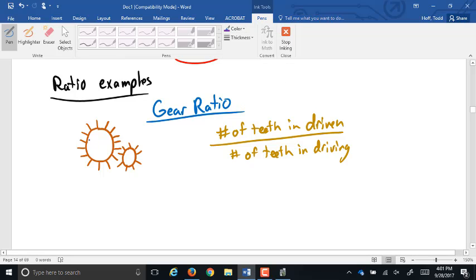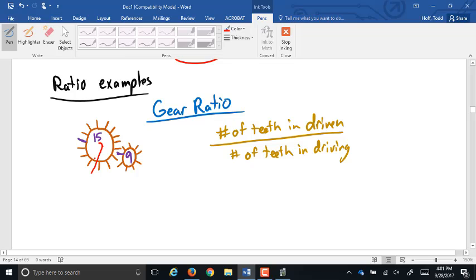Well, how many teeth does this big gear have? I'll do you a favor. I'll mark one of them purple so you got a place to start counting at. 15, okay. How about the little gear? 9, okay. We'll settle on 9. Well, how do we know which one's the driven and which one's the driving? Well, at this point, we don't.